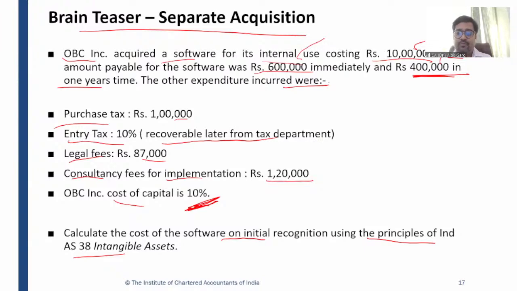Then what should I do? 6 lakh rupees I have to capitalize upfront, right? 4 lakh rupees I have to arrive at a discounted value, at a present value. 4 lakh rupees, I have to calculate the present value, right?